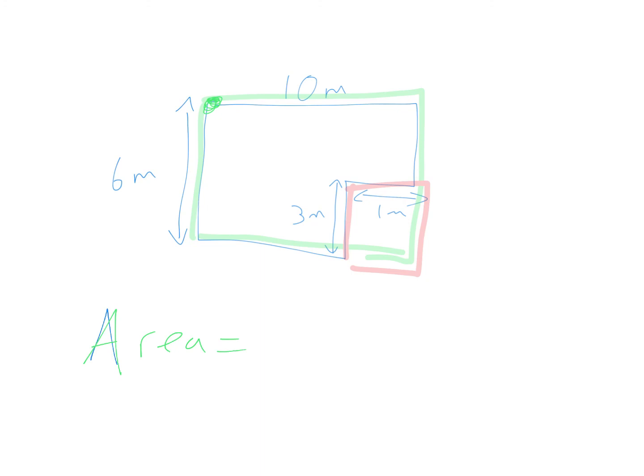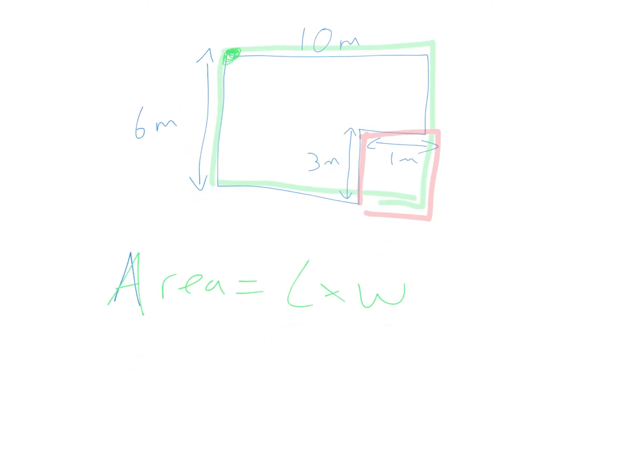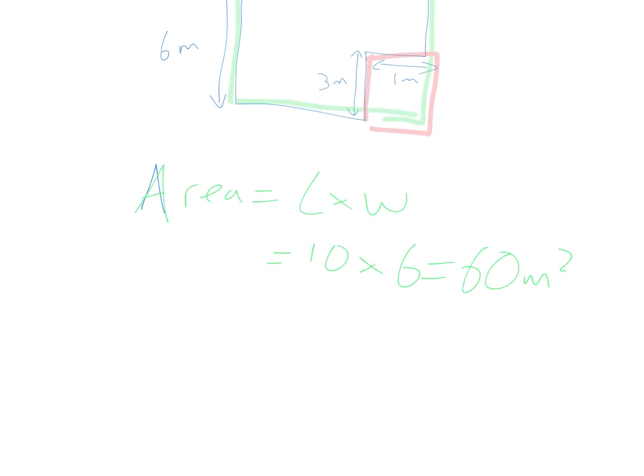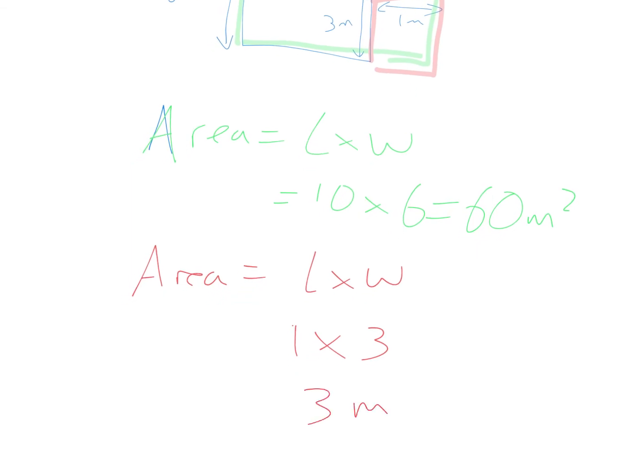All right, so the area of the green one, I might write it in green just so we can keep track of how we're getting on. So area is going to be length times by width. So for the green one, that's going to be 10 times by 6. So 60 meters squared. For the red little shape that we're taking away, it's going to be length by width again. So area is equal to length by width. Our length is 1 meter, and our width is 3 meters. So 1 times 3 gives us 3 meters. And of course, because it's area, that has to be squared.